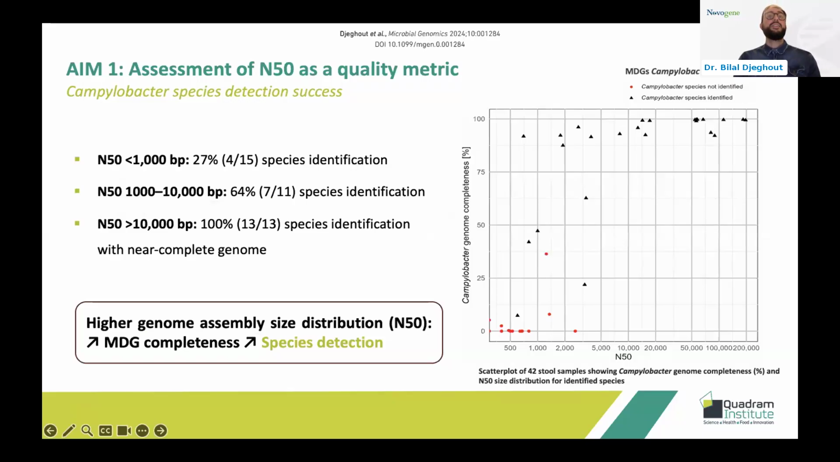And as expected, a higher N50 correlates with increased genome completeness and successful species identification. And that was the case for our study here. So the scatter plot displays the genome assembly size distribution. We found that the success rate increases to 100% when N50 exceeds 10,000 base pairs. And this, again, underscores the importance of N50 as a quality metric in Campylobacter metagenomic analysis.